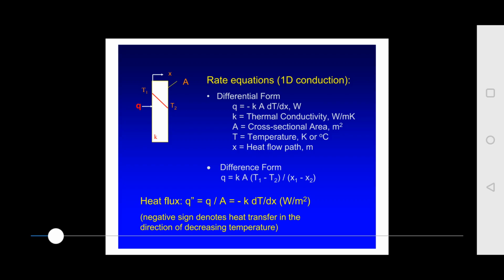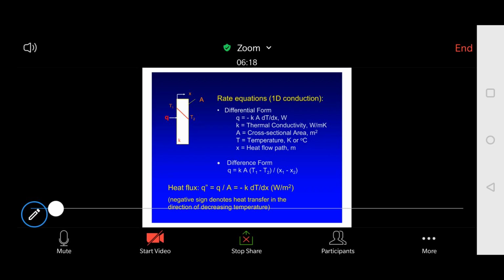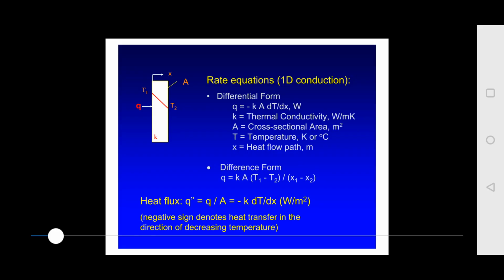In difference form, if you want to write the same equation, it will be Q equal to KA (T1 minus T2) divided by (X1 minus X2). This was the heat transfer rate. If you write heat flux, it is defined as heat flow per unit area, so it will be just minus K dT by dx, in watt per meter square.